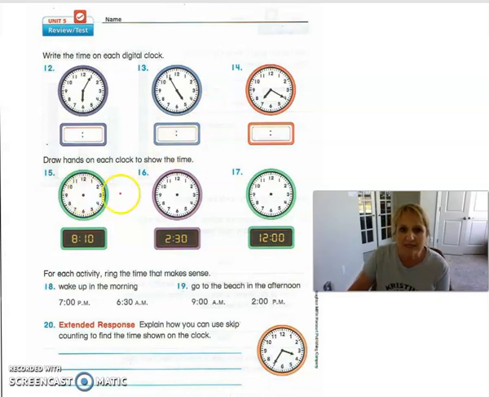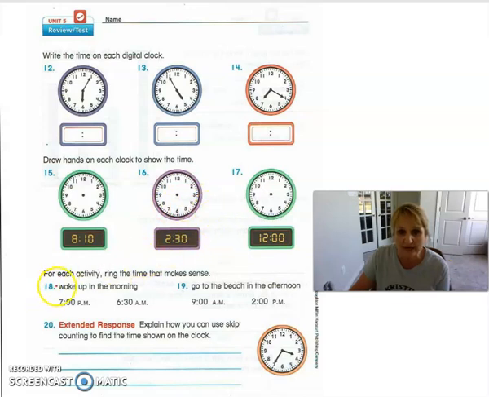On number 15, 16, and 17, you're going to look at the time and you're going to draw the hands. Remember that the hour hand is the short one, the minute hand is the long one. The minute hand should be touching the number. The hour hand should only be about halfway to it. Remember, if it's halfway past the hour, the hour hand is going to be halfway between the 2 numbers, okay?